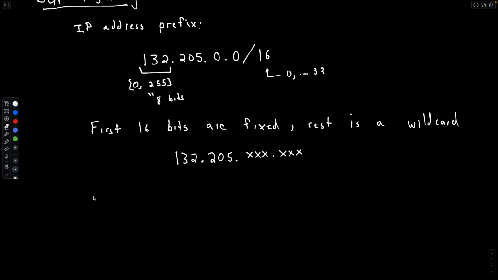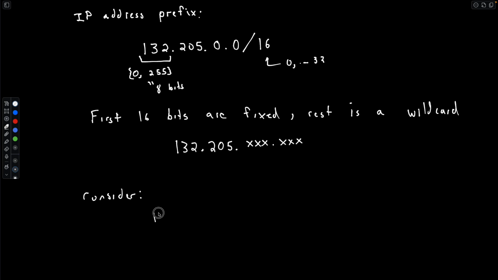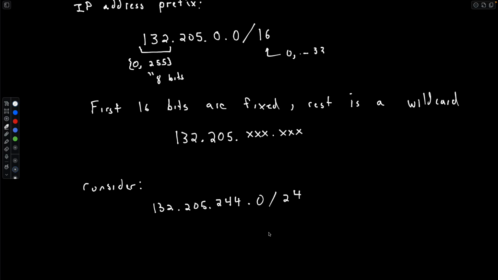Now, there's another concept that I want to define, and let me just give an example. Consider a different prefix: 132.205.244.0/24. So what does this prefix mean? The last number is from 0 to 255. Yes, we can play along with the last 8 bits, exactly.